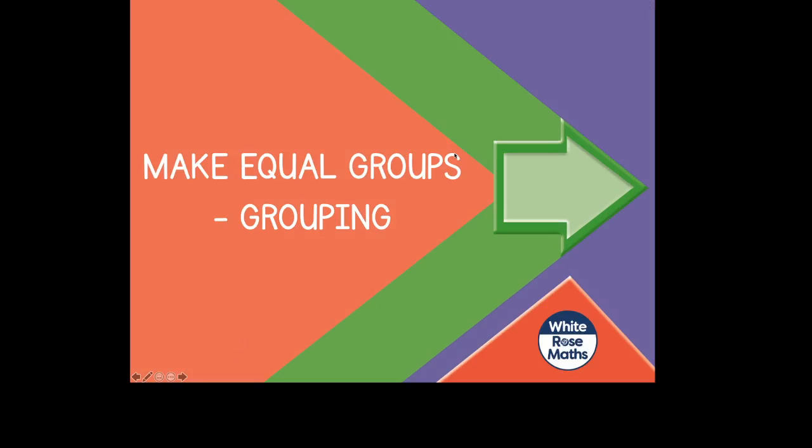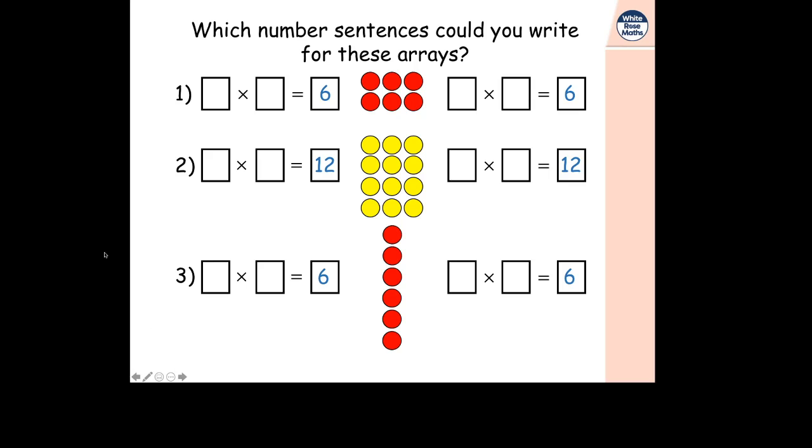Okay, so making equal groups, grouping. First of all, I've got some questions for you that I want you to do on a scrap piece of paper. You don't need to worry about doing them in your book. Here we have some arrays down the middle. Can you come up with 2 multiplication questions for each one, please? So something times something equals 6. Something times something equals 6. Think about the rows and the columns.